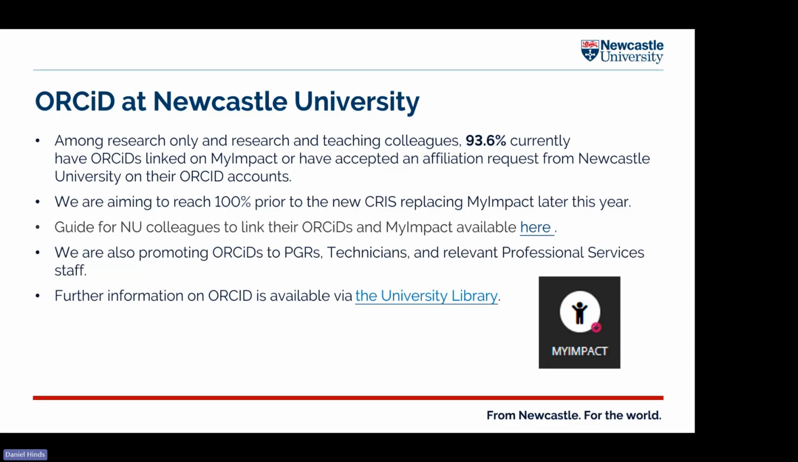For anyone at Newcastle University, if you do need any support with that, feel free to get in contact with me. I'm happy to sit with you one-on-one, or have a call and just work through that. But really, it's a fairly simple process, and it only takes about 5 minutes if you've already got your ID set up. We're also promoting ORCID IDs to PGRs, particularly because it's of such benefit to early career researchers, but also technicians and other relevant professional services staff who are supporting research and scholarship. Further information is available on our library web pages as well.